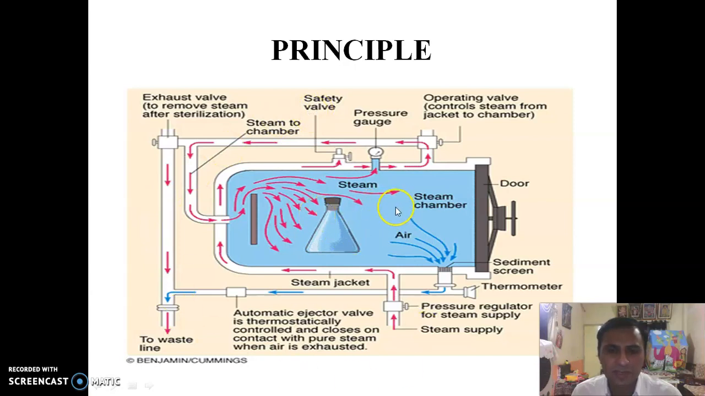Principle. In this diagram you can see how steam comes in the chamber. Here you can see the various points: the exhaust valve, steam chamber, safety valve, pressure gauge for regulation of the pressure, operating valve, the door, the steam chamber, air inlet and outlet, pressure regulator, automatic ejector.